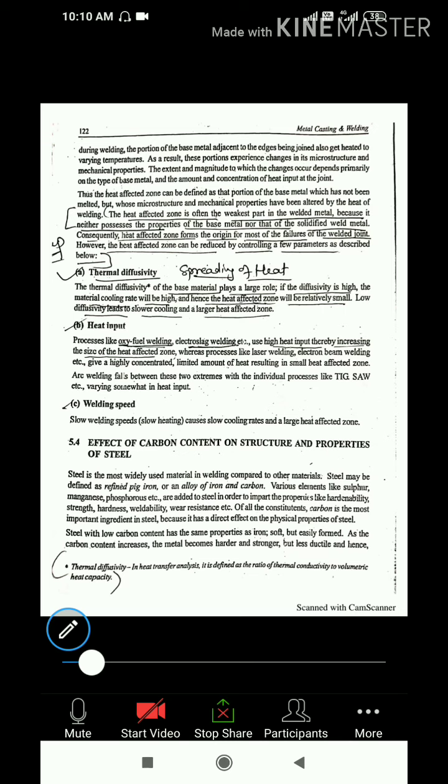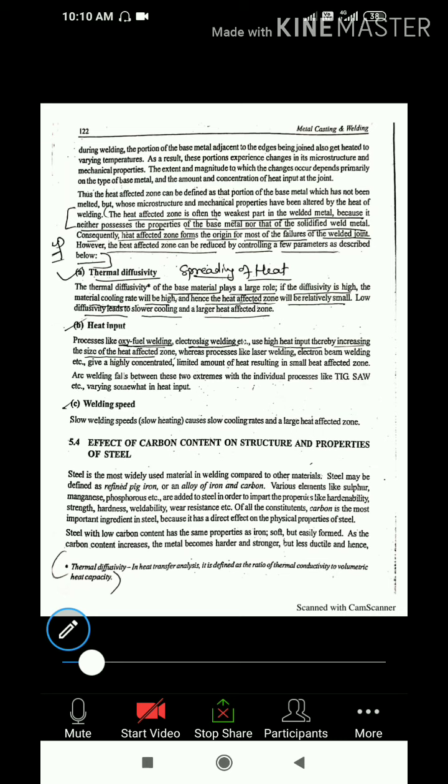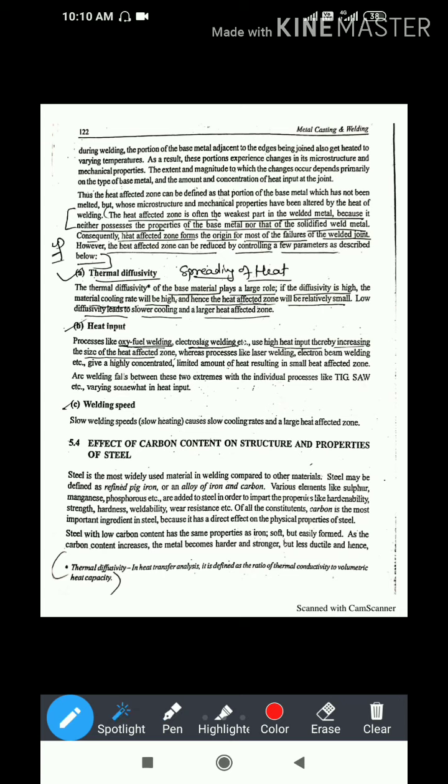If the percentage of carbon is low, what will be the mechanical property of that steel? If the percentage of carbon content is high in the steel, that steel will be harder. The mechanical property of that steel will be hardened and toughened. And if the carbon content is less in the steel, the mechanical property of the steel will be ductile. Now let us see some points here.